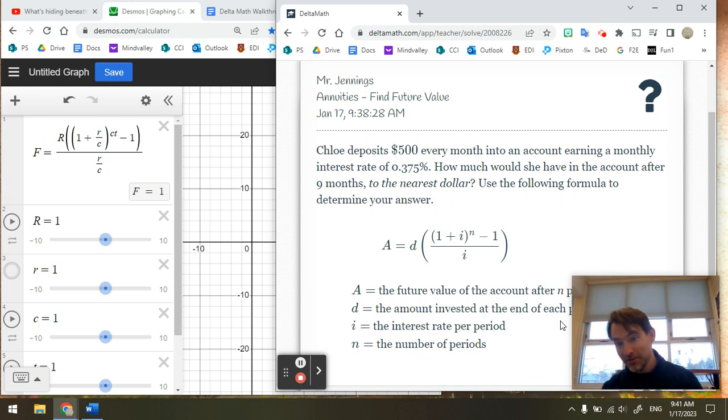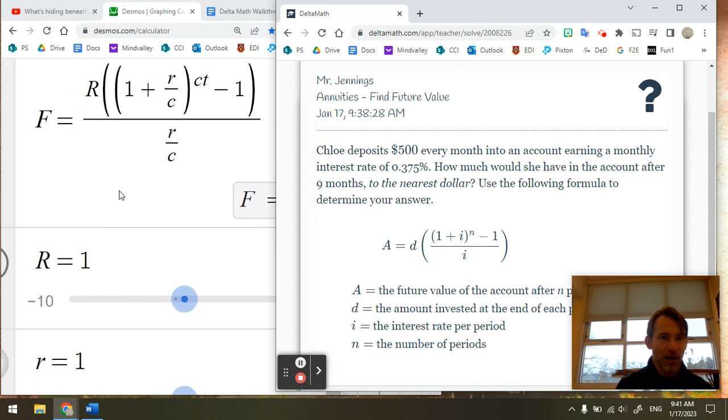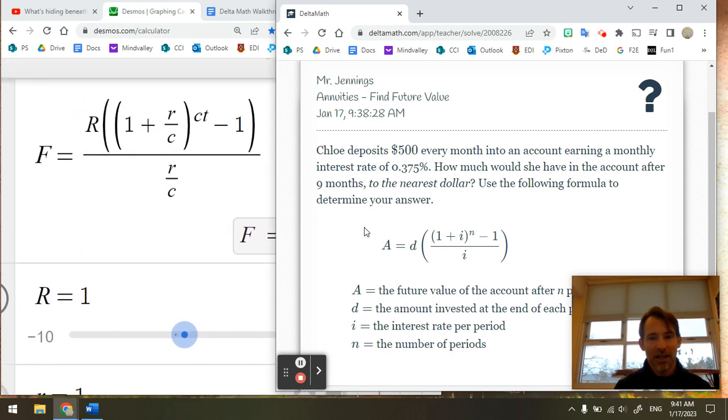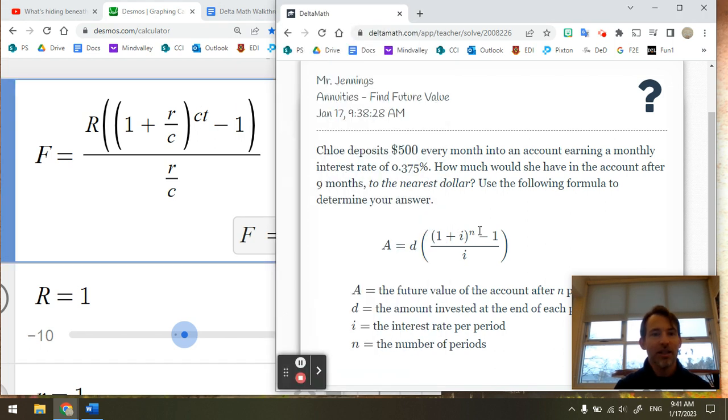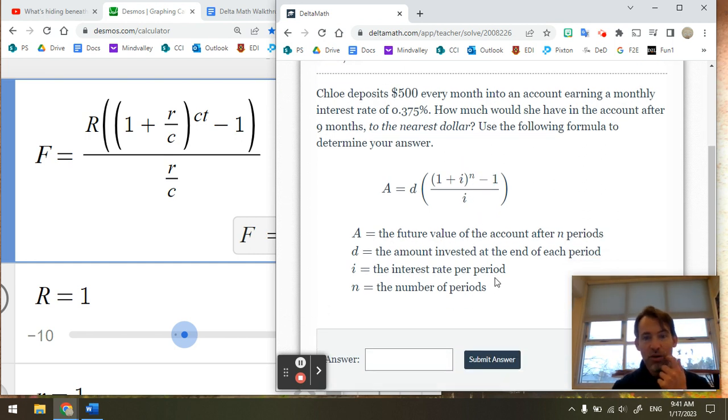In the lesson video, I showed you how to use the formula, and I write my formula as the one you see on the left of my screen, where R over C is the same thing as Delta Math's I, and C times T is the same thing as Delta Math's N. I is the interest rate per period, and N is the number of periods.